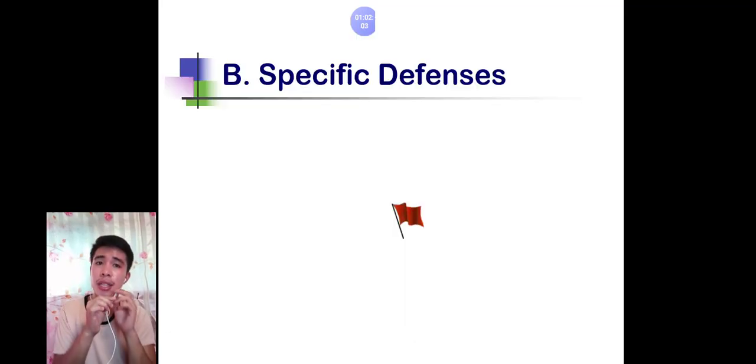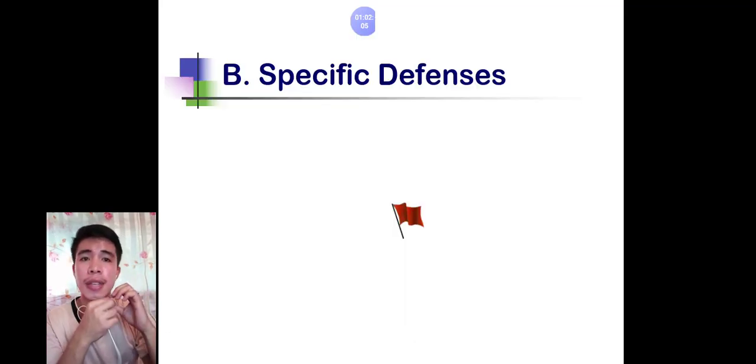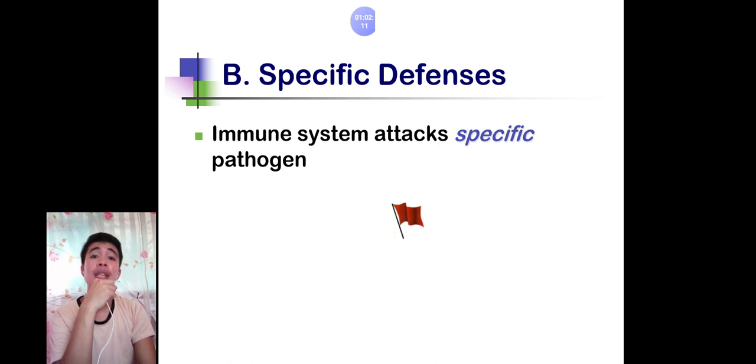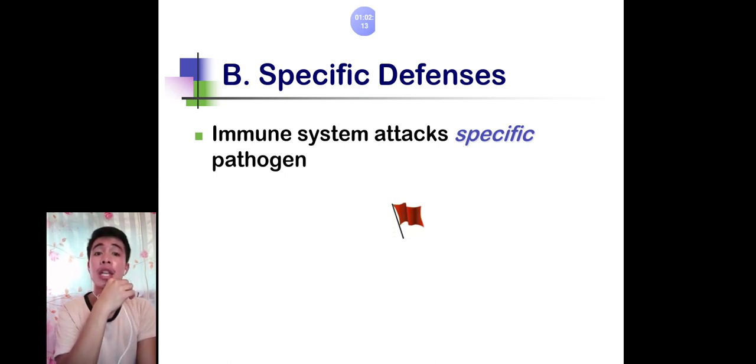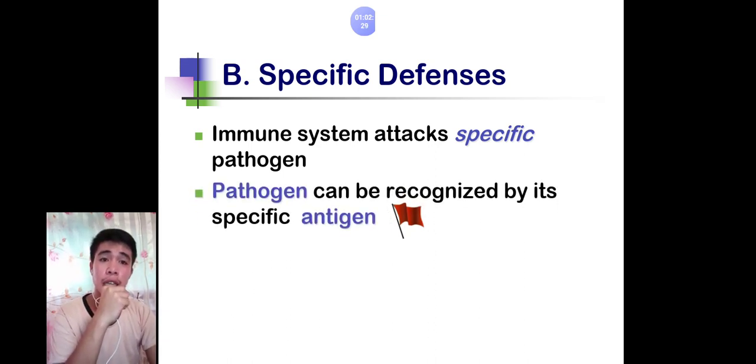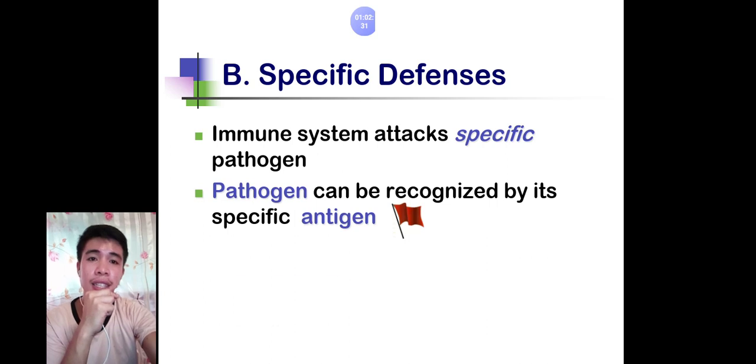Letter V is specific defenses. There are specific defenses, which is the immune system attacking specific pathogens. So our immune system now attacks a specific pathogen. As we know, the immune system's job is to defend against viruses and the pathogens that enter our body. Pathogens can be recognized by their specific antigens, right?